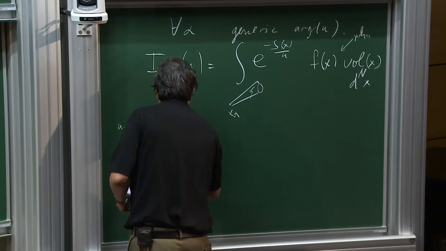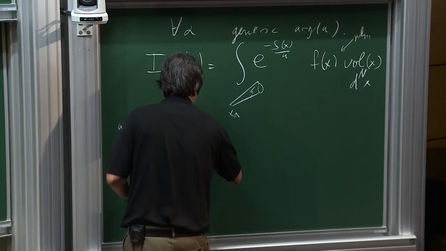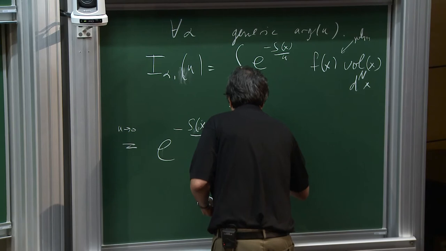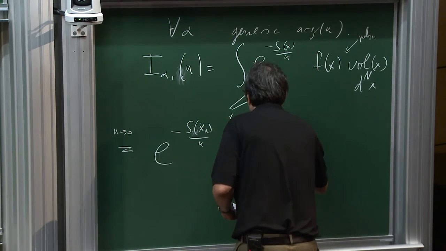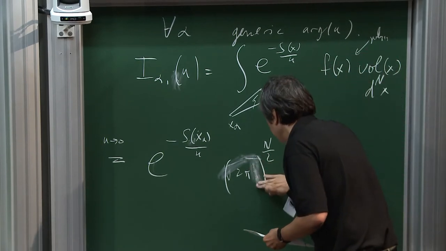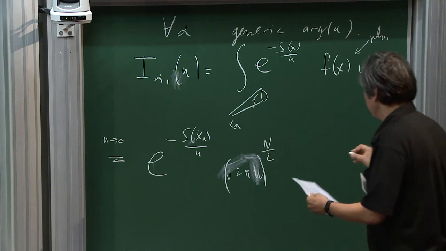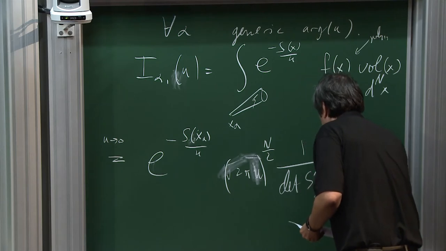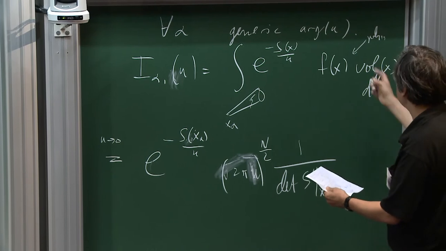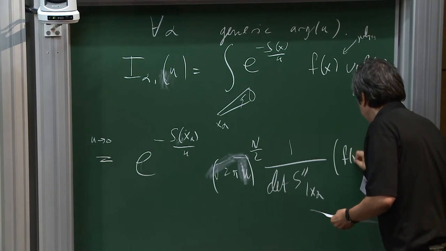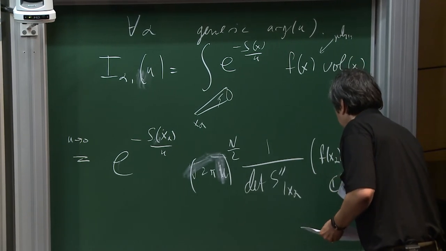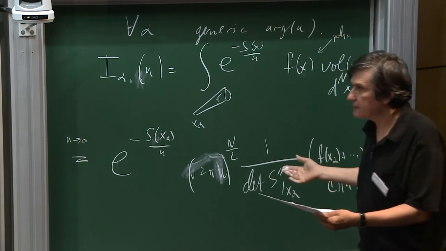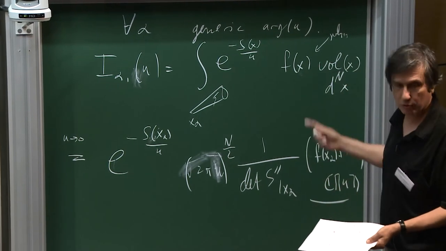It will be the exponent of my critical value, S of x alpha divided by u. Then we multiply by 2 pi u to the dimension over 2, and then we divide by the square root of the determinant of the second derivative at point x alpha, the quadratic approximation theory, and then a series starting from f of x alpha plus corrections. So you get a certain series in the form of a power series in u. The leading term will be the value of this function at this point, and then we get extra corrections. And this series has factorial growth.